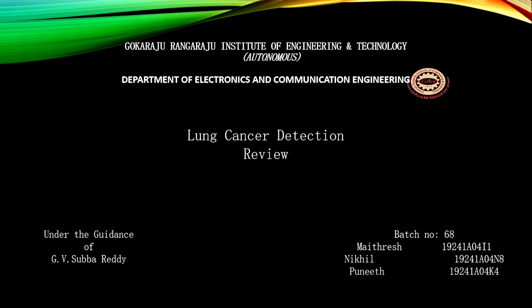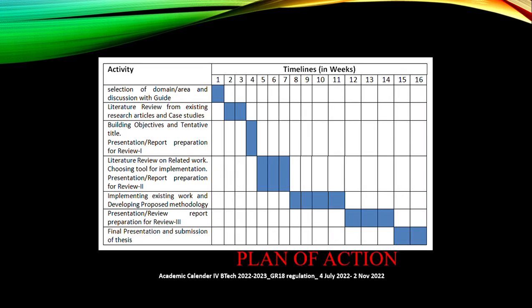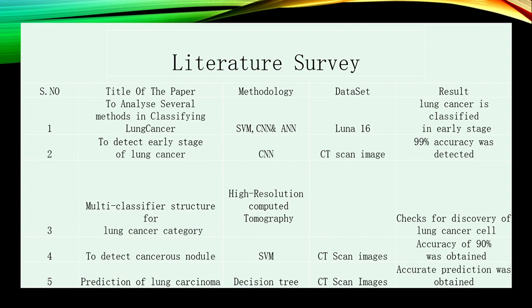Hello guys, I'm going to tell you about my major project, lung cancer detection, and this is our literature survey. We have analyzed many papers to study several methods in classifying lung cancer: SVM, CNN, ANN, and the dataset LUNA16, where lung cancer is classified at an early stage. To detect early stage lung cancer, CNN on CT scan images achieved 90% to 99% accuracy.